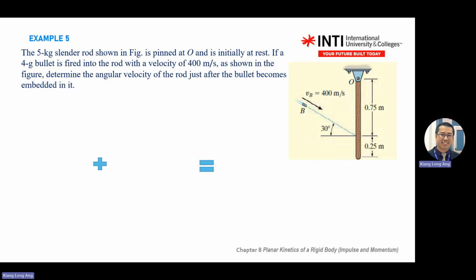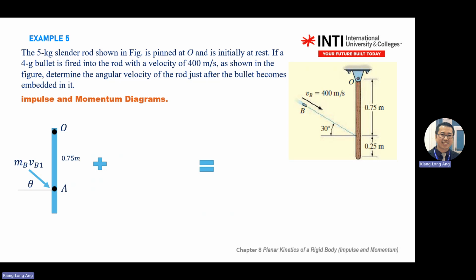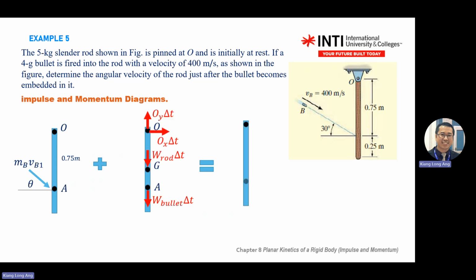Example 5 is your homework. It's the same thing. Go and read it. You shoot a bullet into this, and it will swing. Again, when you see a pin, please convert the pin into forces. Don't forget, pin into forces.